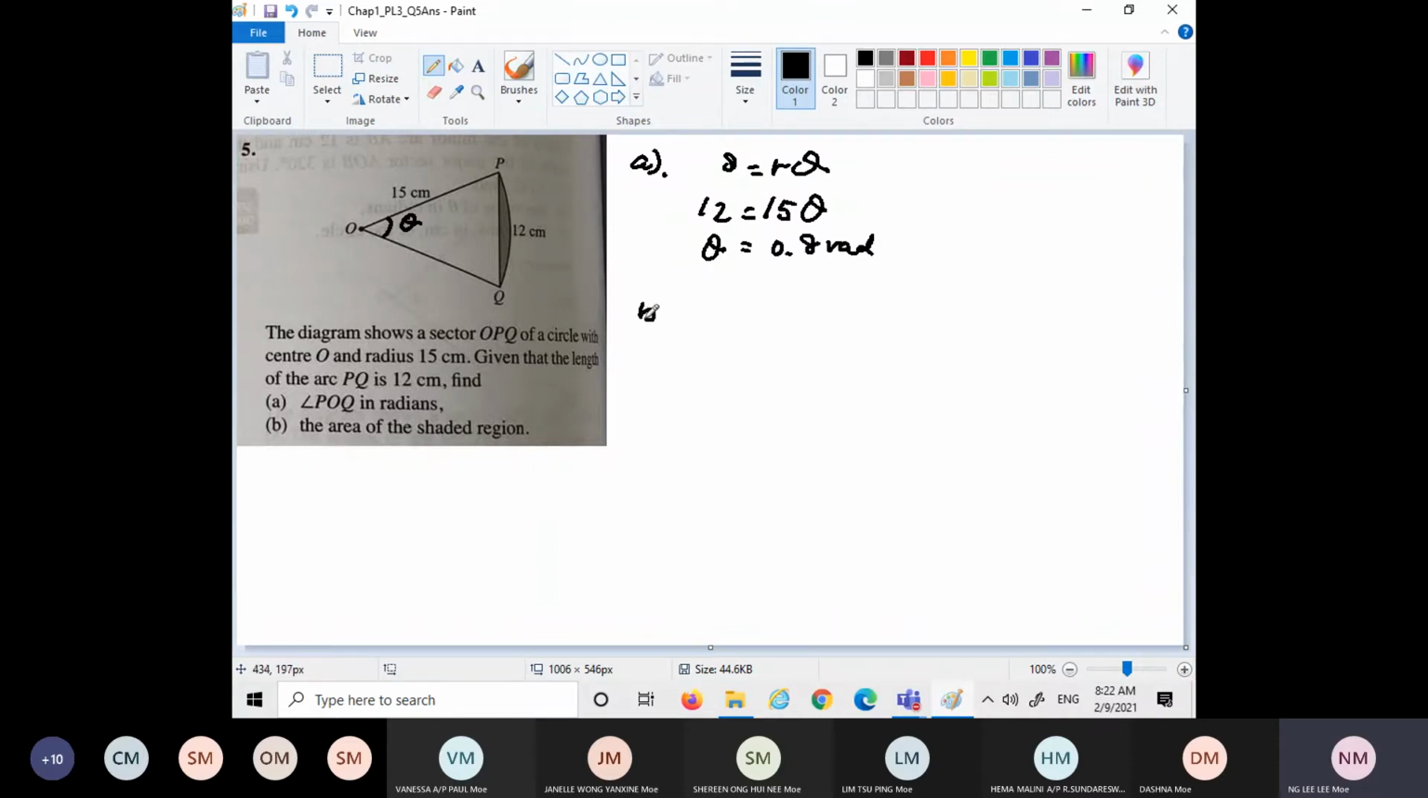Now we go to part B, the area of the shaded region. This is actually a segment. How do you do it for a segment? You can do the sector and then minus the triangle. For the area of the triangle, I will use half ab sine C.